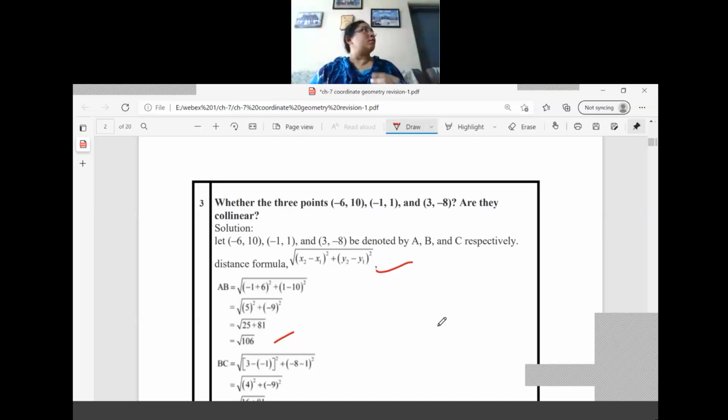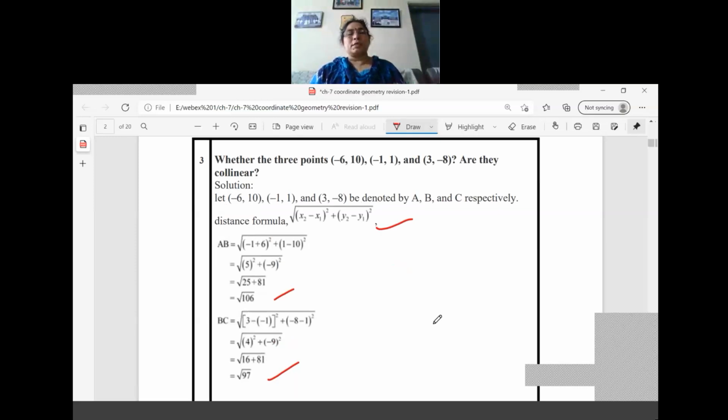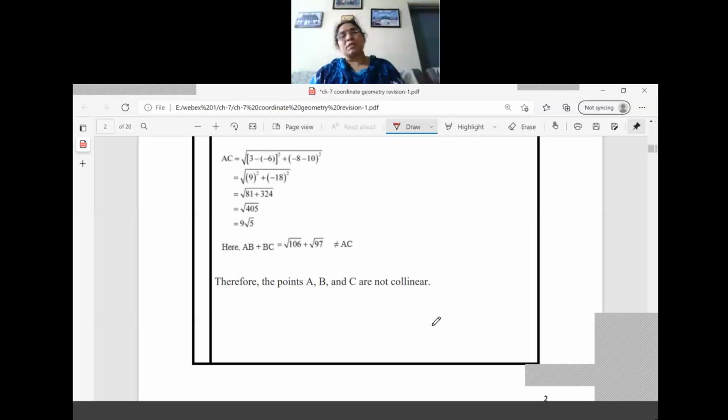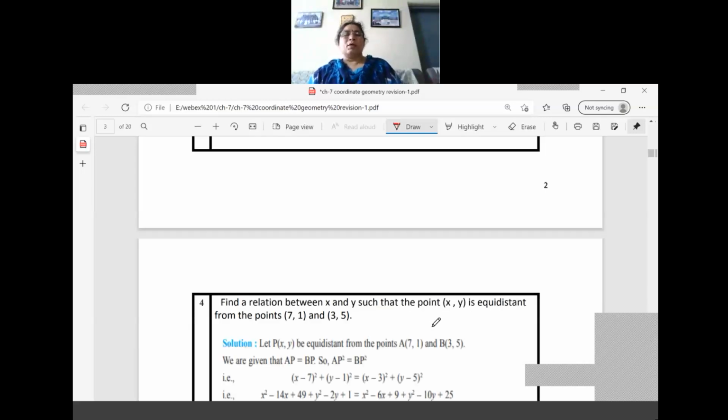So by using the distance formula, we have calculated each distance AB, BC and AC. Then we checked whether the sum of any two sides is equal to the greatest one. It is not possible here. So what is the conclusion we are making? It is not collinear. Okay.